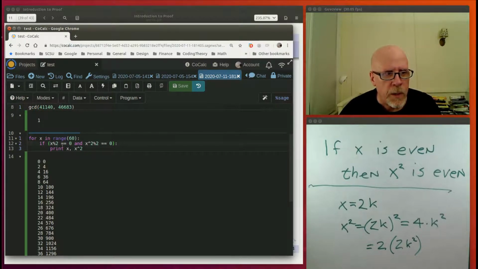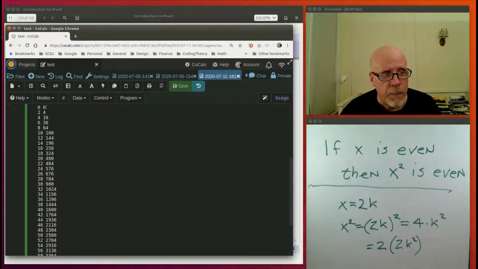Well, if x mod 2 is 0, that's the same thing as saying you're even. So this is programmer shorthand for being even. And this would be x squared mod 2 is 0, so x squared is even. So if they're both even, I'm going to print them both. And you see what it did. It only printed every other one. All the odd x's are missing. And every even x involves an even square.